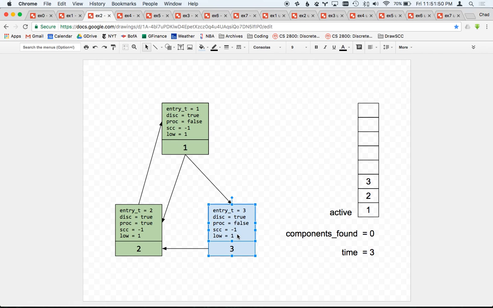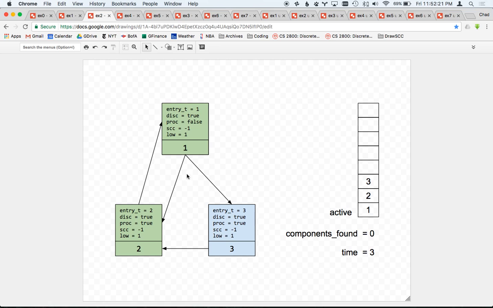I ask myself, is the low of vertex 3 equal to vertex 3? And it is not. It's less than vertex 3, which means vertex 3 is in some strongly connected component with one of its ancestors. I give its parent the benefit of being able to get to whatever this low value is here, and I don't need to update it because it's already 1. So I'm now done processing vertex 3. I mark it as processed, and I return to vertex 1.